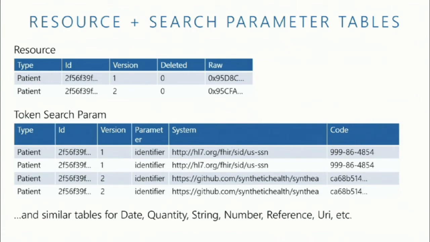Does that mean that you have other tables for search parameters? Yeah, exactly. We have tables that look like this for dates. We have them for strings, for URIs, for references, numbers, quantities, that sort of thing. And then it would be those other columns that are different. Exactly. So rather than having it all in one wide table with columns that are nullable, we have tables that are specific to each data type that it's storing.